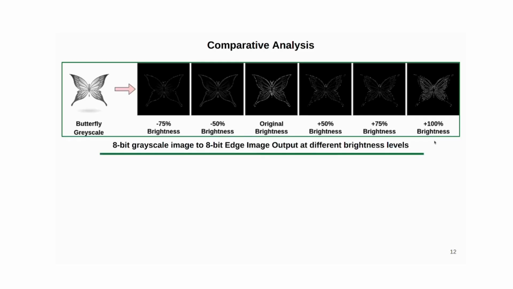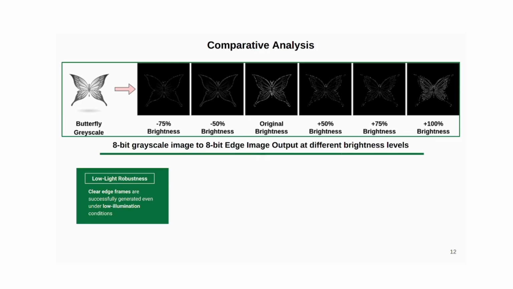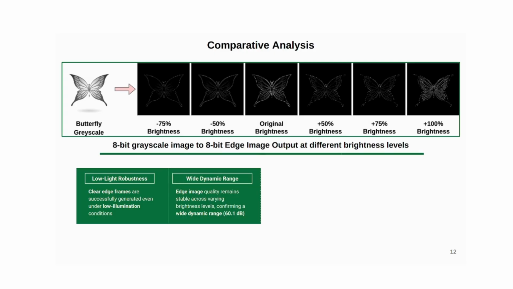Here you can see qualitative results. The grayscale image is shown on the left and the output edge frames are shown on the right. The key observation is that the edges remain clear even under low illumination. This directly reflects the wide dynamic range, which is 60.1 dB in our case.